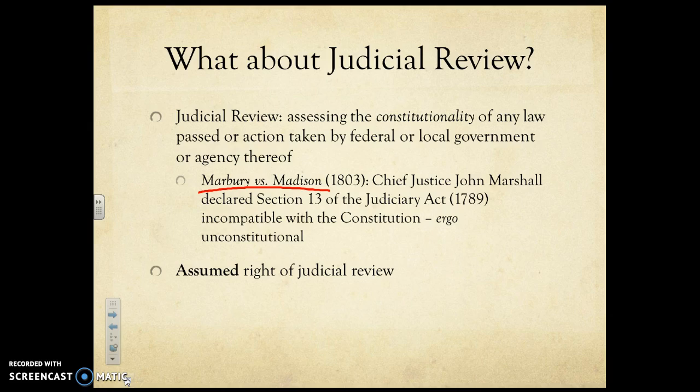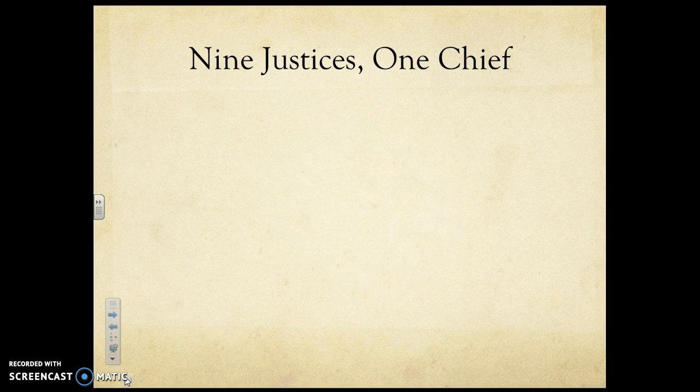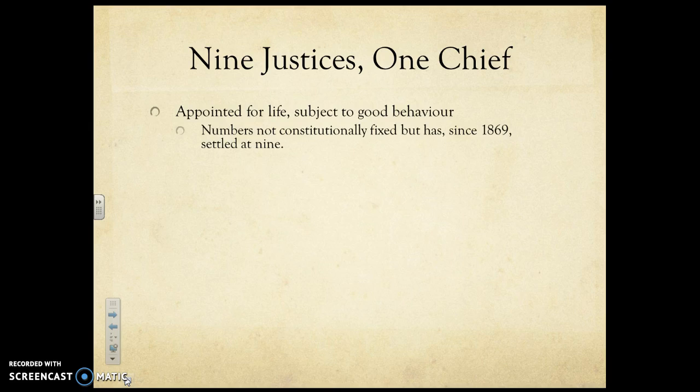So, judicial review, an assumed right of the court, nothing in the Constitution about it, they just decided it was probably something they should do, and that's why we have the Supreme Court and judicial review. Fascinating stuff. Right, let's move on with the mechanical bit. There are 9 justices, 1 chief. They're appointed for life, subject to good behaviour. Nothing in the Constitution about the numbers. It's just kind of settled at 9, and everyone's happy with that.